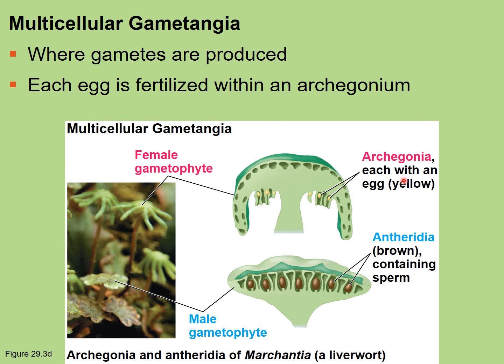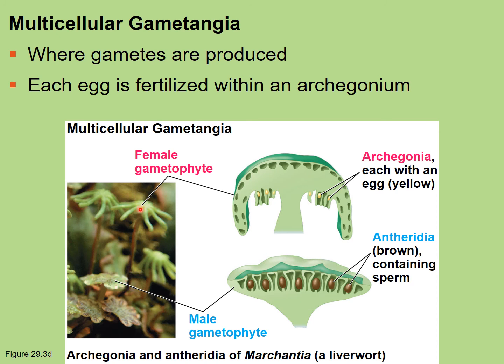Now, in terms of the gametangia, the gametangia are where the gametes are produced, and we saw that during the description of the more specific life cycles of the fern and the moss. So this shows the liverwort. We can see there's a difference between the structure of the gametophyte for the liverwort in the male and female. The female ones have these long projections, and the male ones are more flat-like.